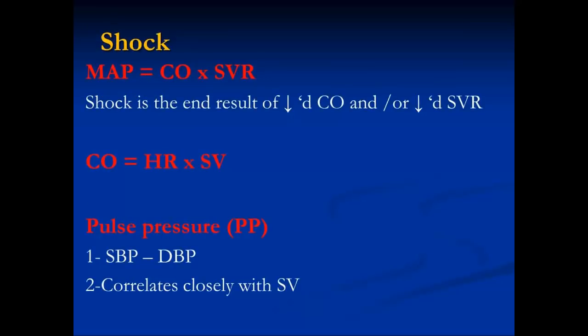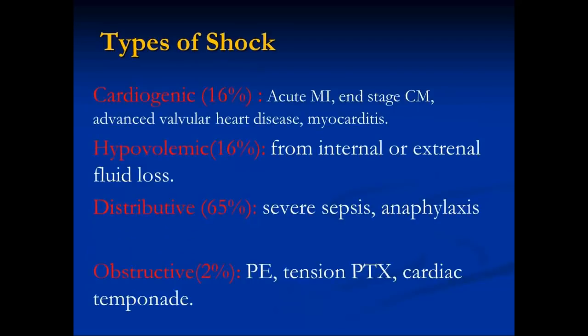So this is the equation that you studied in medical school. The MAP is the cardiac output times systemic vascular resistance. And when you have hypotension and shock, it can be because of either low cardiac output or low SVR. Cardiac output is your heart rate times stroke volume. And the pulse pressure is the difference between the systolic and diastolic blood pressure.